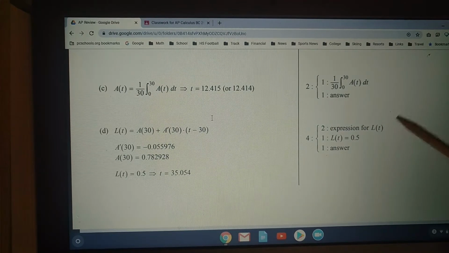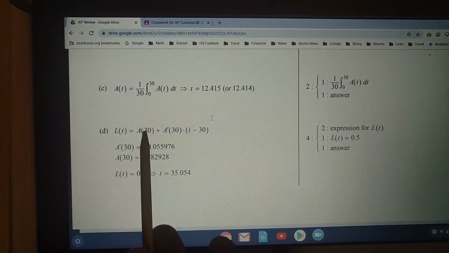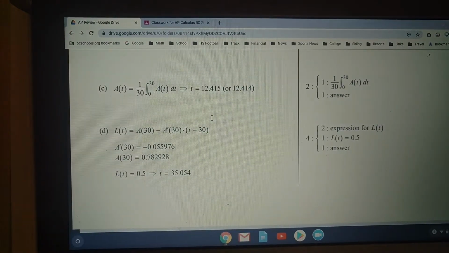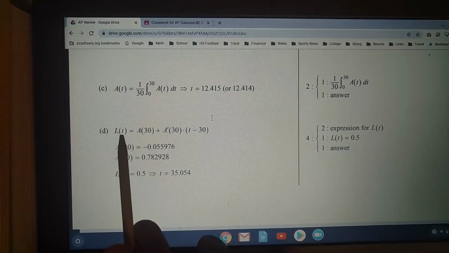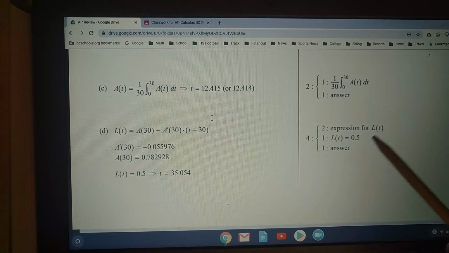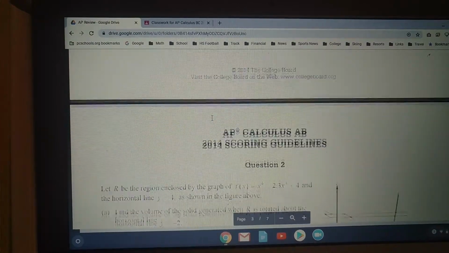If it's not solved for L of t, but it's still correct, like let's say you have L of t minus the amount at 30, you can actually have what the amount is worked out, equals this. That gets you one of the two. Then you get 1 point if you set that equation equal to 0.5. So if you substitute 0.5 in for L of t, then you get another point. And then if you can actually evaluate that correctly for the correct t value of 35.054, you get your final point. Okay, score that out of 9, and let's move on to number 2.